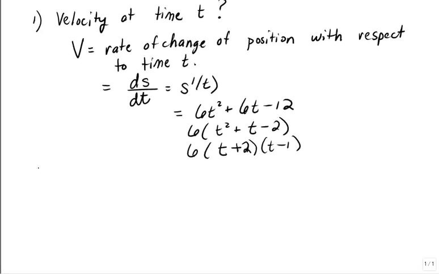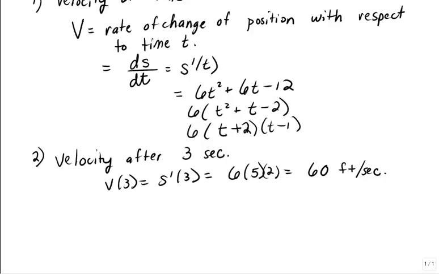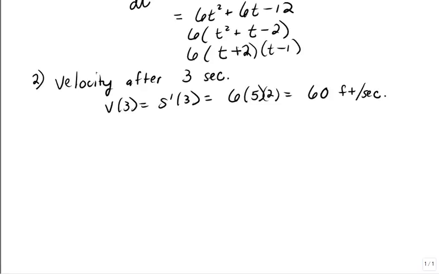Okay, the next thing we can do is let's find the velocity after 3 seconds. So that's v of 3, which is s prime of 3, which is 6 times 5. We're substituting 3 in for t. 3 minus 1 is 2, and that's 60. And the units there are, let's say, feet per second. Let's say we're talking about feet. Okay, so this formula right here gives the velocity at any time, t.